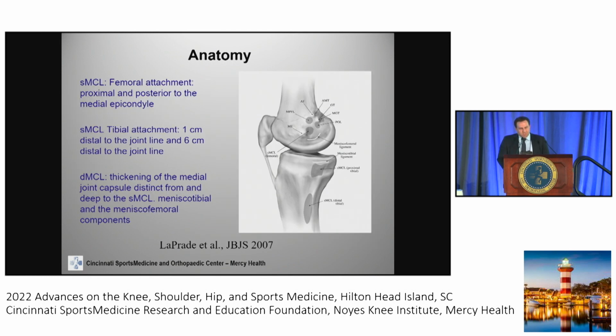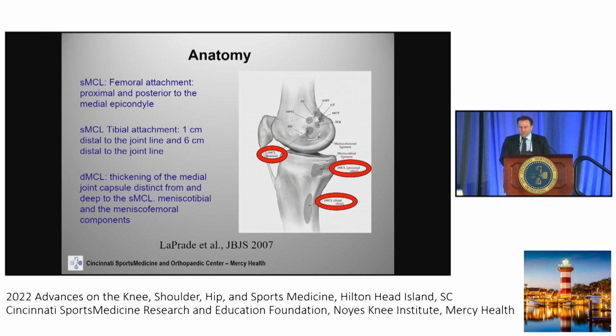If we look at the attachment sites of the MCL itself, first and foremost, the superficial MCL femoral attachment is just proximal and posterior to the medial epicondyle. And then the tibial attachment, there's two attachment sites of the superficial MCL. There's an attachment 1 centimeter distal to the joint line, and then there's another 6 centimeters distal to the joint line. And a deep MCL is really a thickening of the medial joint capsule.